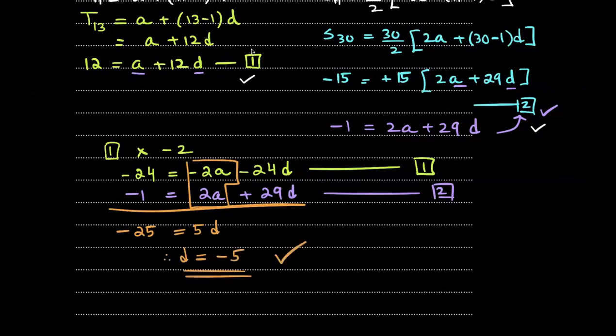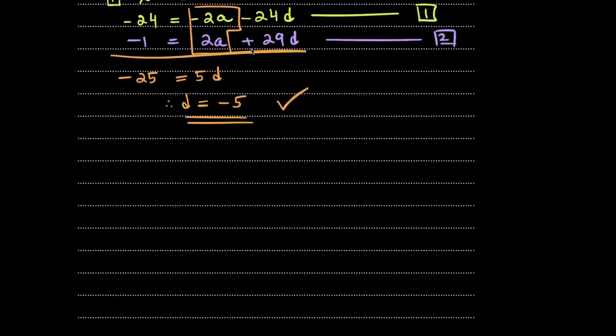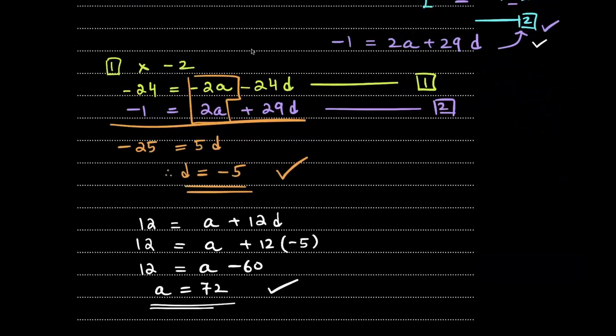And let's use any equation. Let me use this original equation 1, which is 12 equals a plus 2d. So 12 equals a plus 12d. It's not 2d, it's 12d. So this is a, this is 12, this is negative 5, this is 12 over here. So 12 equals a minus 60. Therefore, a comes out to be 72. That's how we obtain the value of a. So we found a, we found d.